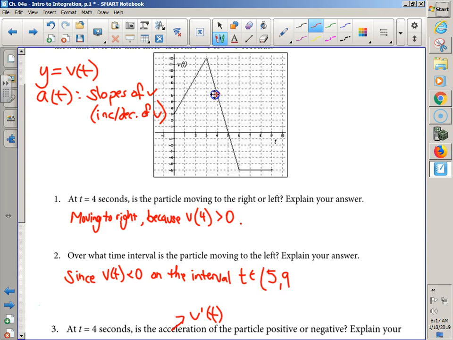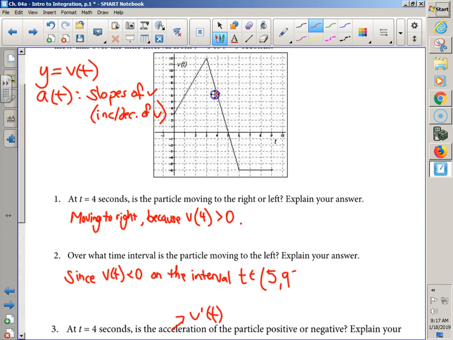Why? Because what is the velocity at 5? 0. What's going on if the velocity is 0? The particle is still or stopped or at rest, right? So is it moving to the left at 5? No. It's momentarily stopped. But how about 9?